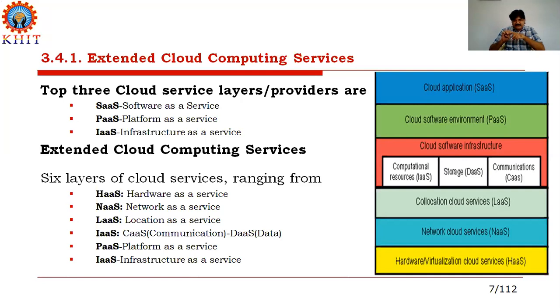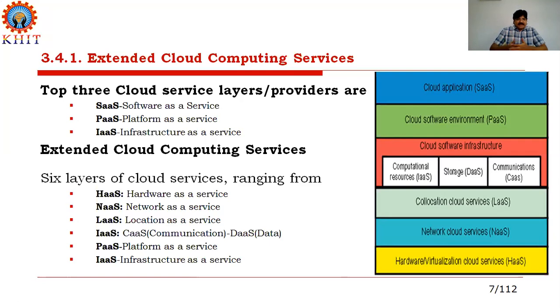So apart from these three, there are three more cloud computing service models. These are considered as extended cloud services, namely hardware as a service, network as a service, and location as a service. These are beyond the standard cloud services like SaaS, PaaS, and IaaS.